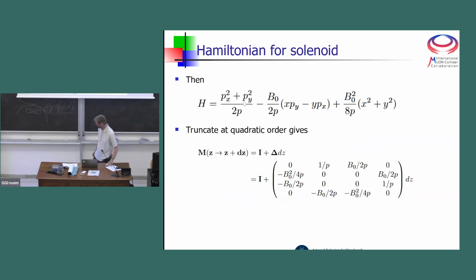So let's go through it. We have a Px squared plus Py squared. I'll just go through one of them, I think. Divided by 2p.